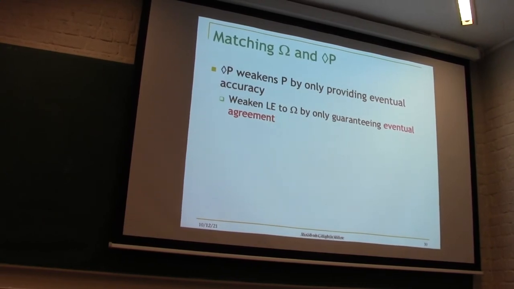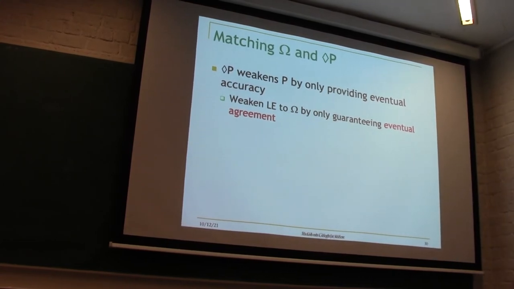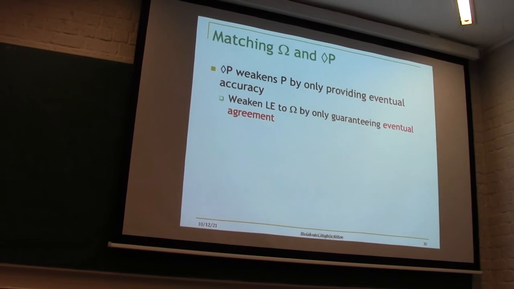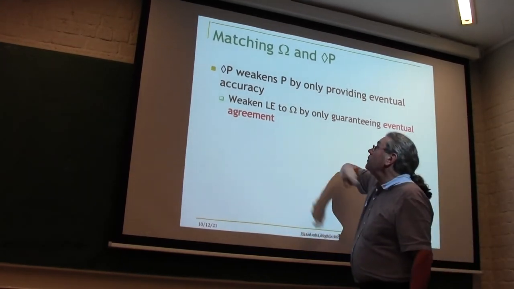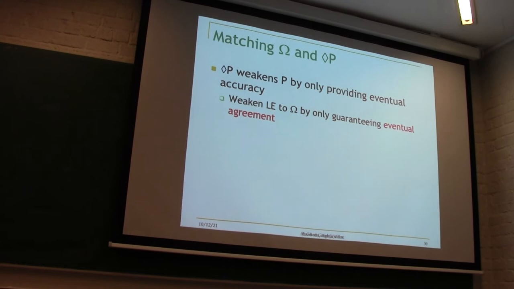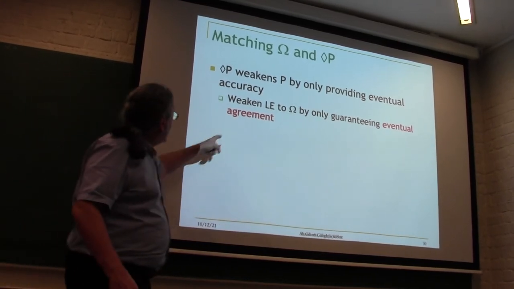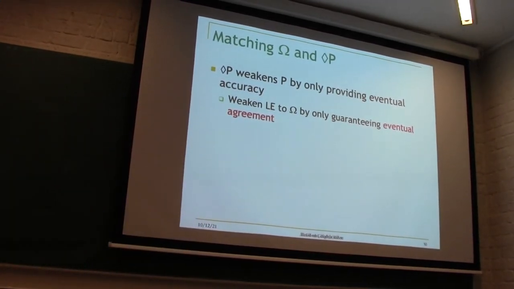Okay, so that's leader election. Now let me do eventual leader election, the omega. Eventual leader election means that I'm allowed to make mistakes. I'm allowed to pick wrong leaders because I incorrectly suspect nodes. So eventual leader election, which is the omega, is based on eventually P. So I'm going to weaken leader election to omega, eventual agreement, so I'm going to be using eventually P.